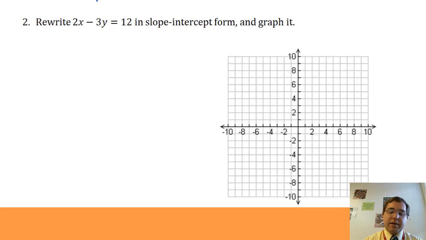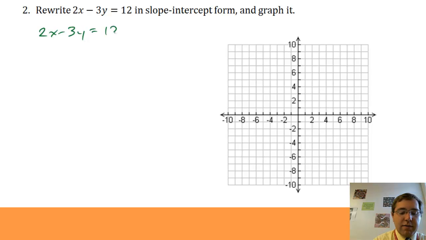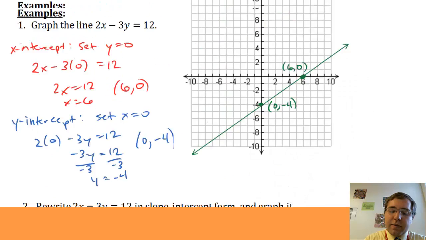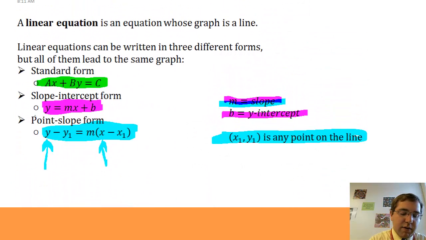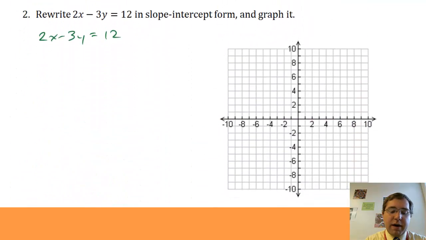Let's take that same equation, 2x minus 3y equals 12, and let's write it in slope-intercept form to see how we can go from standard form to slope-intercept form. And then we're going to graph it from slope-intercept form, and notice that we get the same graph as we got before. So 2x minus 3y equals 12. If we want to put that in slope-intercept form, remember, slope-intercept form looks like this. You've got y equals mx plus b. So I need to take my equation and get y by itself. I need to solve for y.